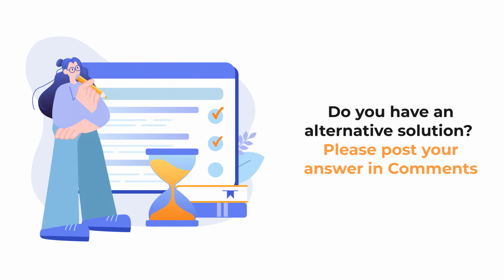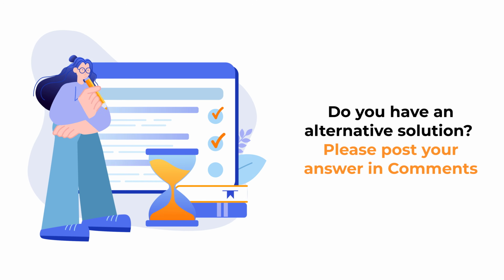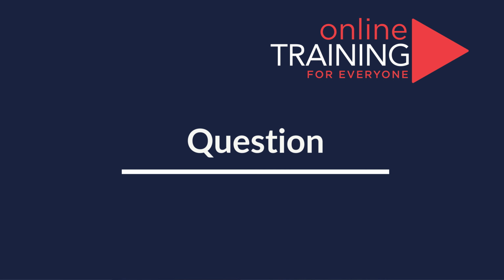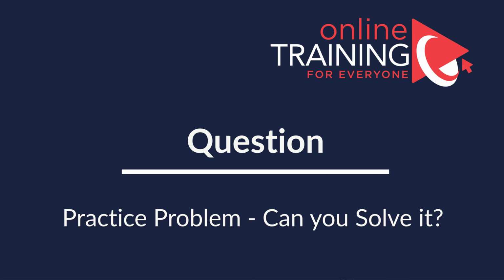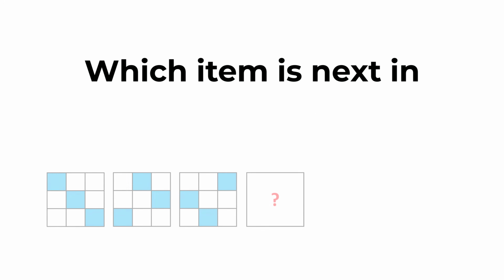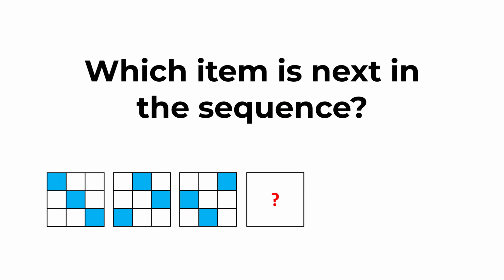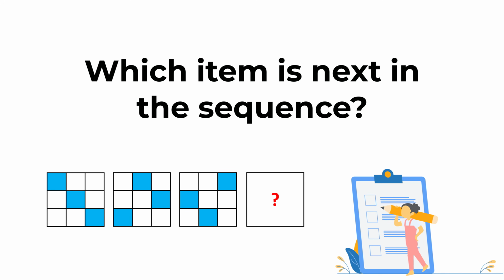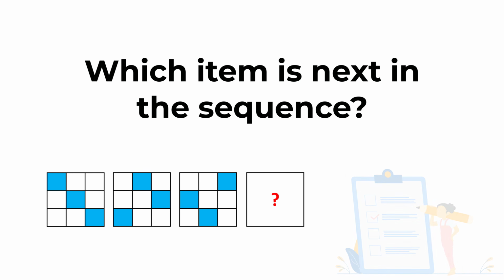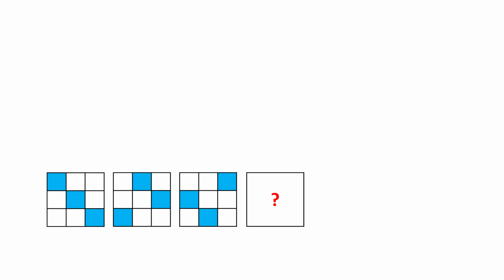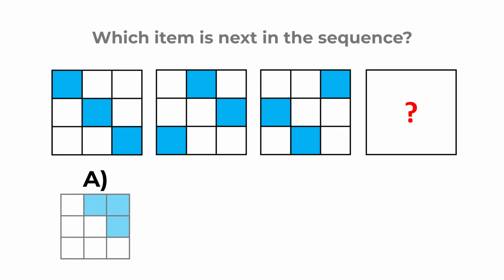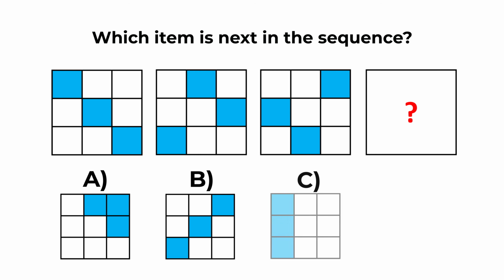Hopefully you've nailed this question and now know how to answer similar problems on the test. And now I have a practice question for you. You need to determine which item comes next in the sequence. You're presented with 3 large squares. Each large square contains 9 small squares inside, and the small squares are of different colors. And the fourth square is missing. And you have 4 different choices to choose from. Choices A, B, C, and D.